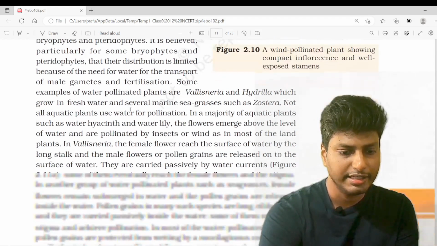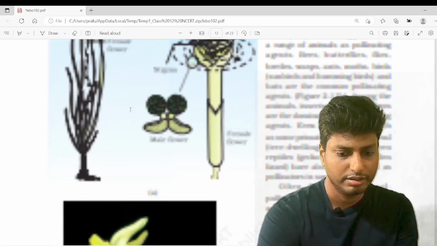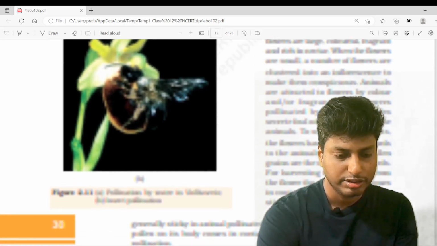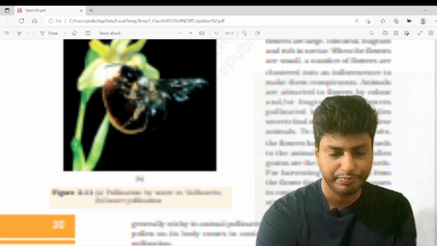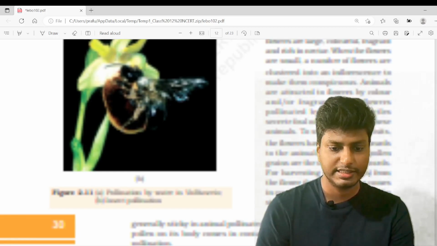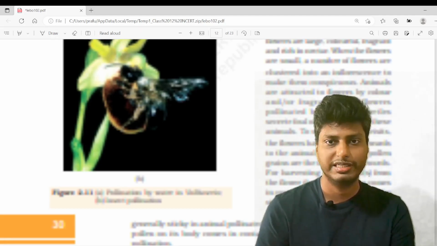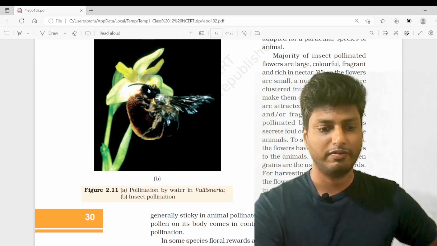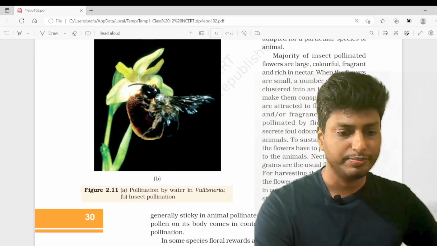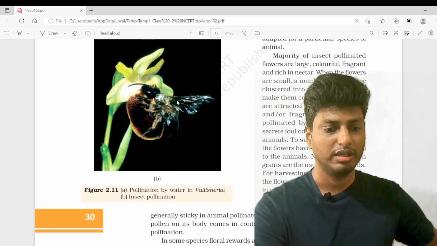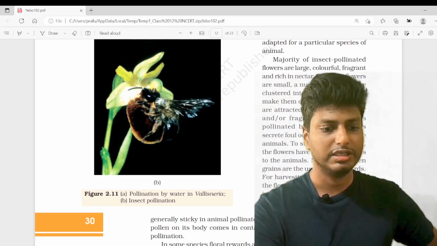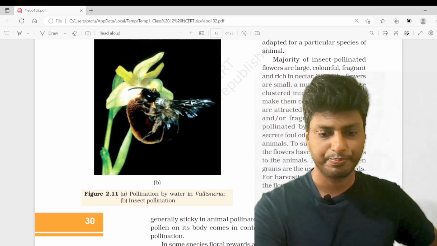Now let's go ahead, guys. Since they had asked us the difference between the wind and the insect pollinated flowers, let's talk about the insect pollinated flowers now. So dear students, you can see over here the example of an insect pollinated flower. This is a picture of an insect pollinated flower, and you can see there is an insect, which is a moth, helping in the pollination process.